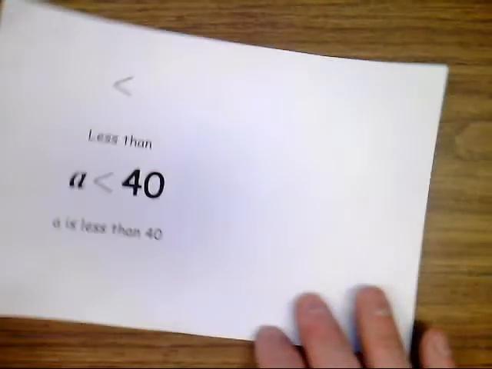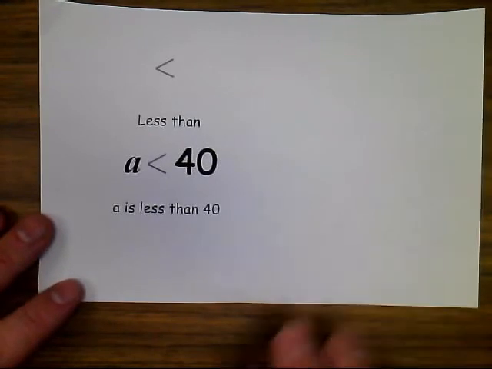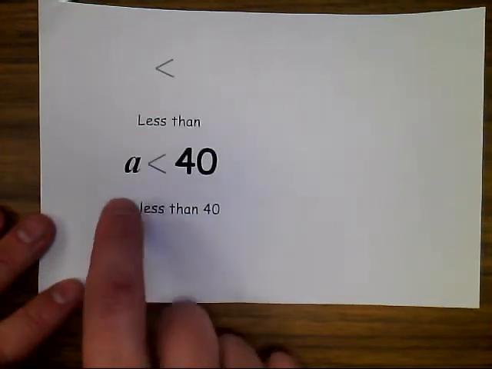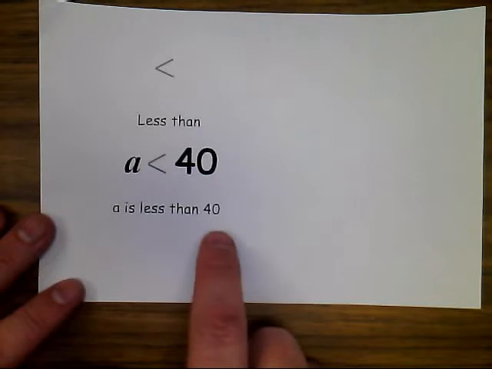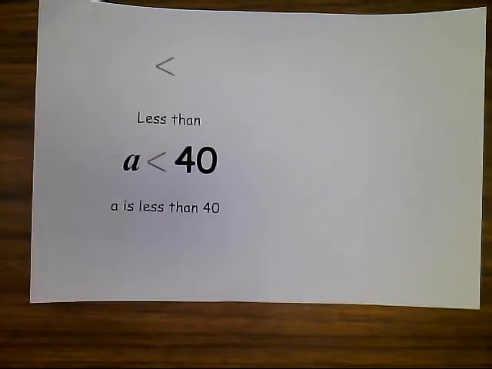This next one is one that should be familiar to you, less than. And we know that when you read that, you don't just say a less than 40, because as we learned in our expressions unit, that would actually mean 40 minus a. Instead, the way you'd read this is a is less than 40. And that indicates the value of a would be smaller than 40.